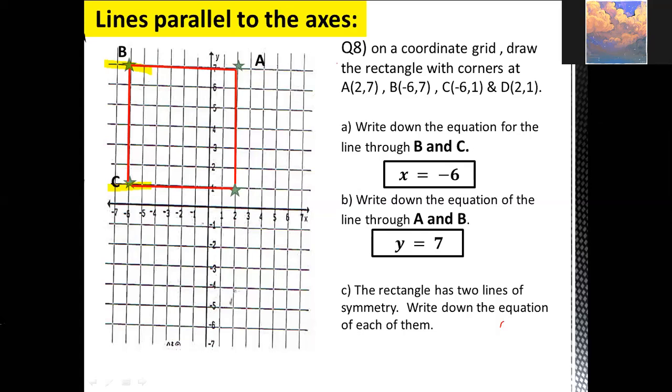First of all, Mira, in part C they are saying that this is a rectangle. It has 2 lines of symmetry. Do you know what 2 lines of symmetry means? It means a line that cuts the shape into 2 congruent parts. These are the 2 lines of symmetry. Can you find the equation for the 2 lines? The one going down, is it x equals negative 2?